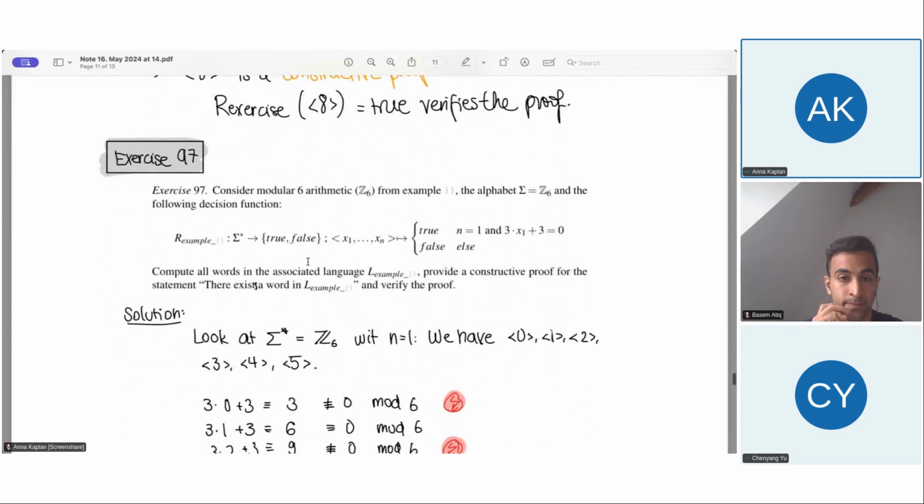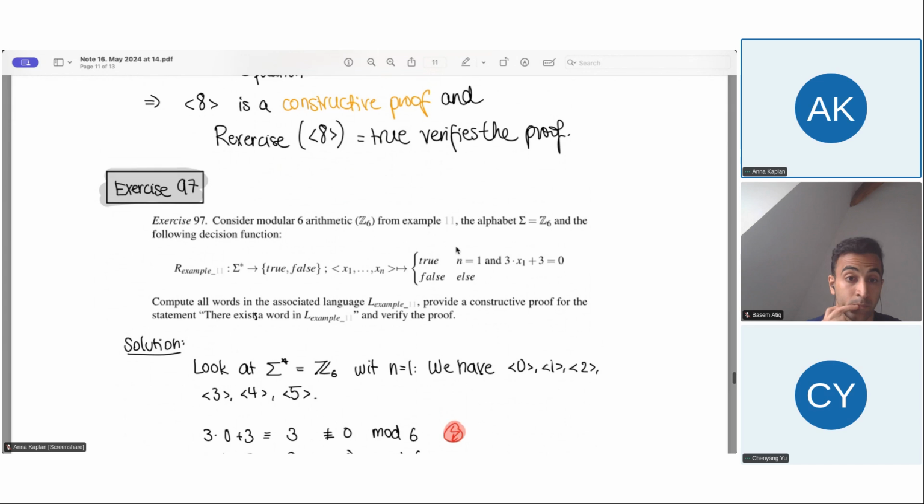So I picked another one, exercise 97, where we have a similar thing. Here we are already given the decision function. We are now in modulo 6 arithmetic, Z6. We have this decision function where again n equals 1, so only one element in the string, and x1 should fulfill the equation 3x1 plus 3 equals 0. The exercise says we should compute all the words in this language, provide a constructive proof for the statement that there exists a word in this language, and verify the proof.